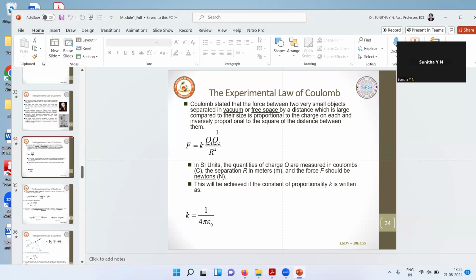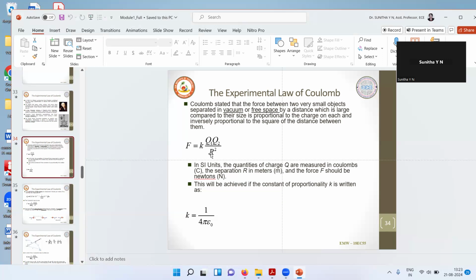So according to Coulomb's law, the force is equal to K into the two charges in the numerator, that is proportional to the charges, and inversely proportional to the square of the distance between them. Here remember one condition: the size of the charges should be less than the distance between the two charges.